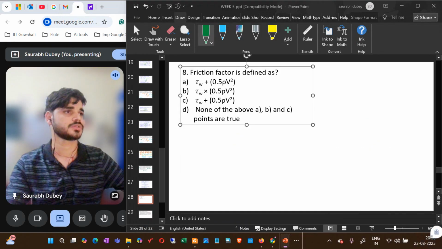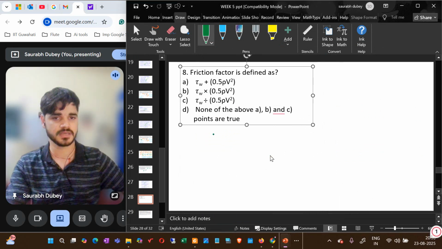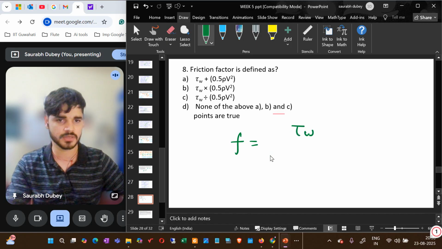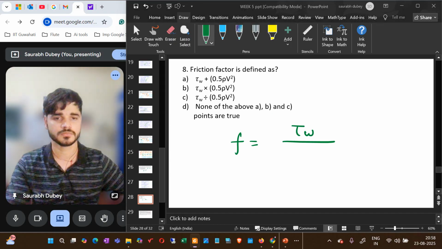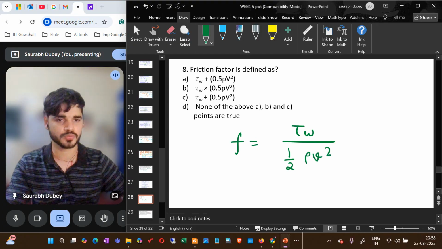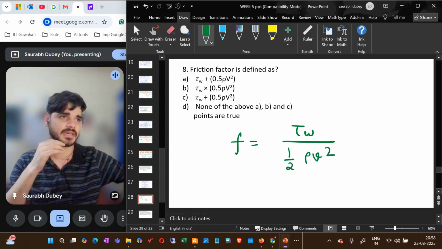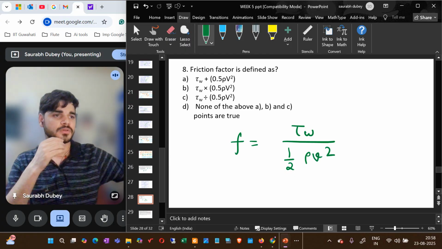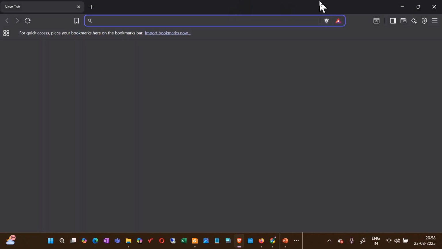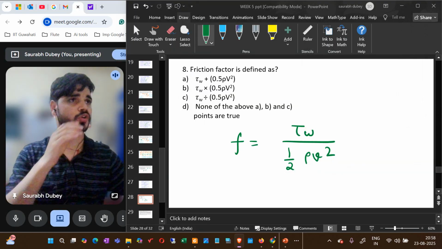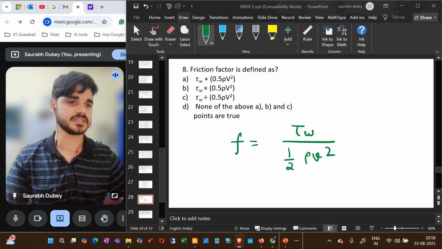So no issues, right? So you know that the way the friction factor has been derived, f is tau W divided by 1 by 2 rho, right? So shear stress divided by kinetic. So if you want to actually see this in detail about the friction factor, then I can surely tell you about the things that we can actually solve for this.